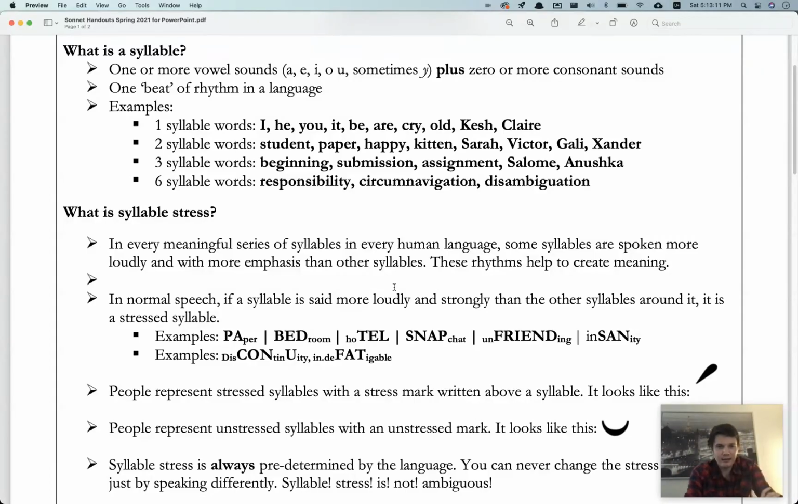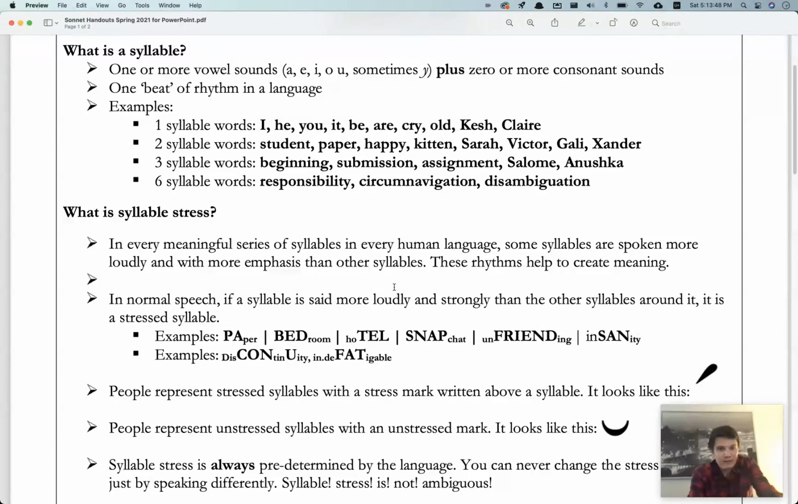If I try to say paper or bedroom or hotel. Well, that one's okay, kind of. Not really, though. If I say Snapchat and put the emphasis on the wrong place, it doesn't make sense anymore. It sounds really strange. This is because English requires that you put the stress in the right place, on the right syllable in these words. If you do it wrong, you sound like a maniac.